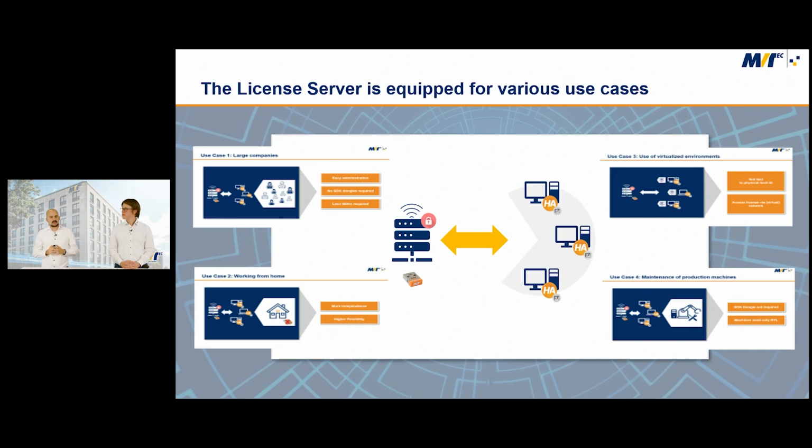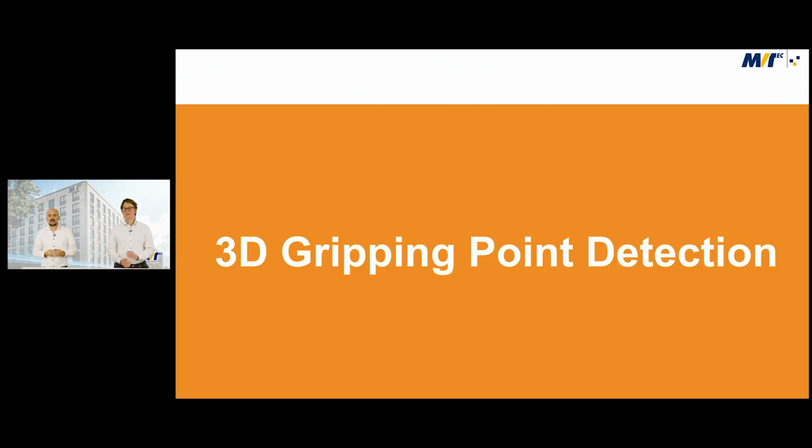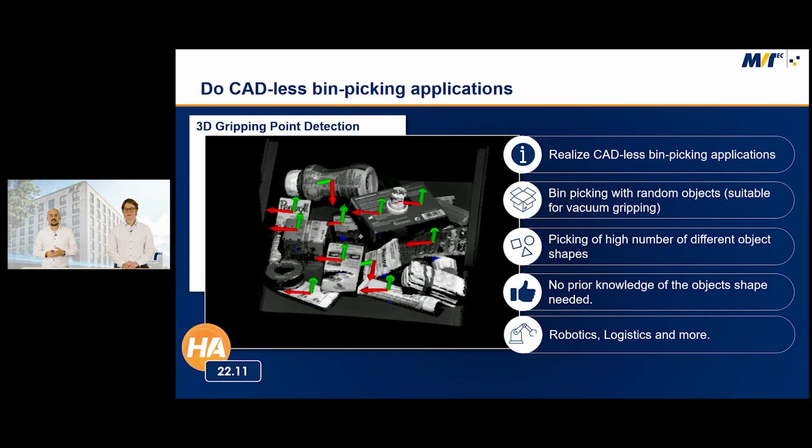Yeah, that's the information about the license server. The next topic we have is the 3D gripping point detection. 3D gripping point detection is a new deep learning based technology which is the first in the MVTec portfolio which combines deep learning and 3D. So it brings deep learning to the 3D world, and has one major use case, and this is to do cutless bin picking applications.